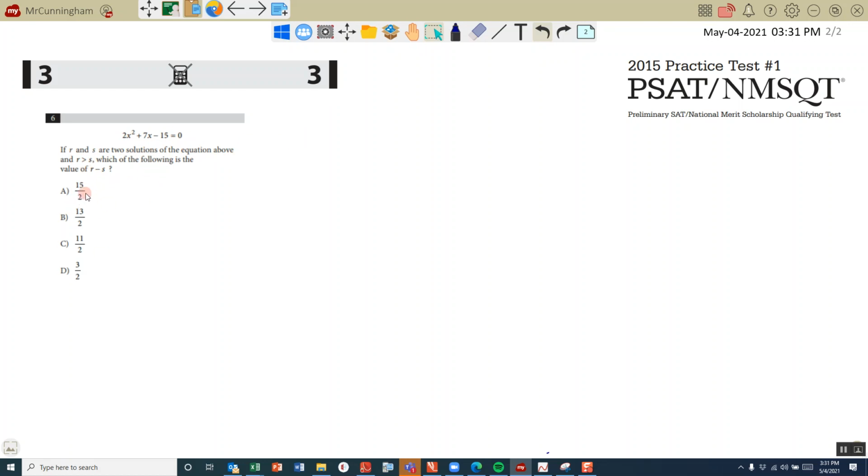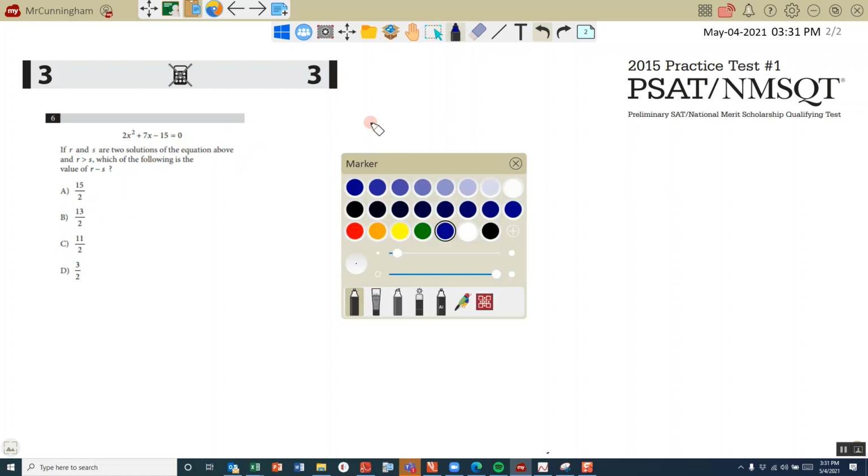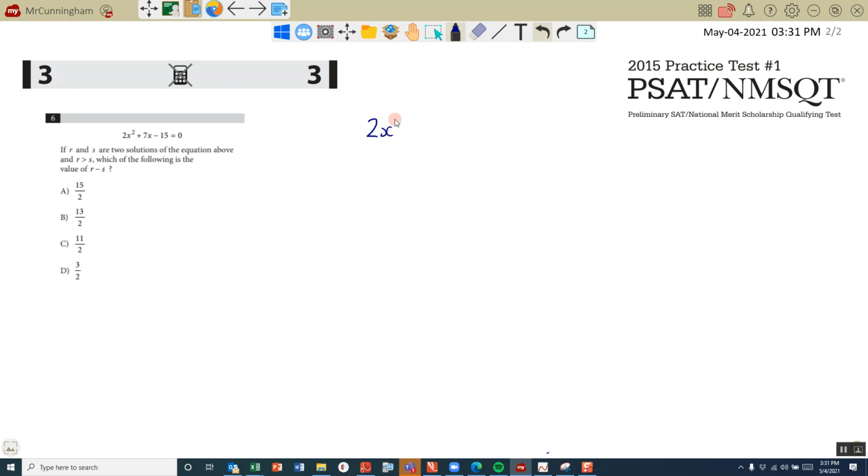Because I'm getting rational values for R minus S, it's leading me to believe that I can factorize this, and I'm going to factorize it by splitting the middle term. So I want two numbers that multiply to give 2 times negative 15, which is negative 30. But the same two numbers have to add to give 7.